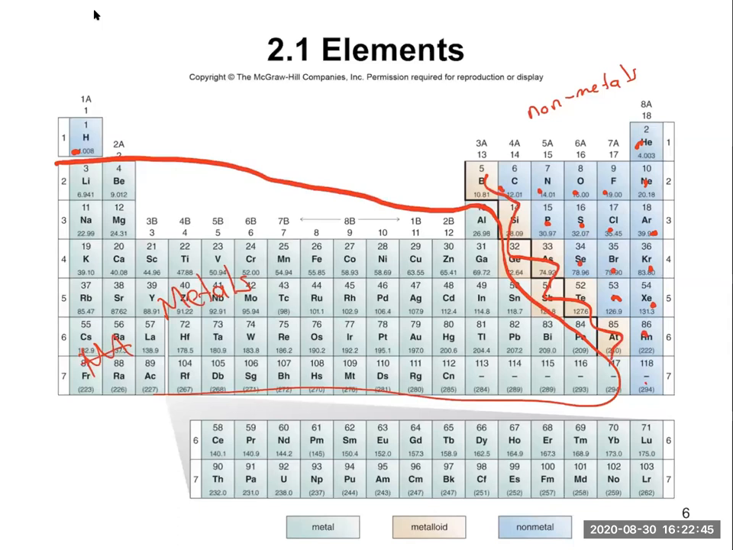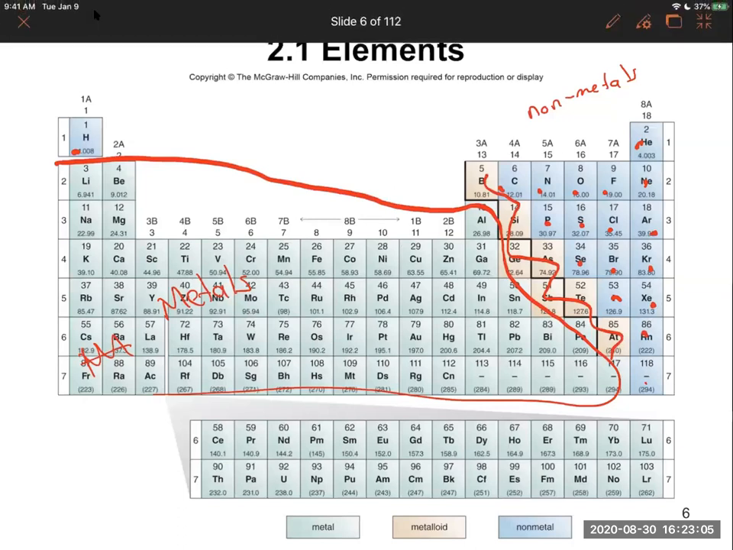Now, I'm not sure if you've noticed the numbering. It's changing here, right? So we have group A and group B. That brings me to the second way of dividing the periodic table. We divide it into main group and transition metals. The main group will be the A group.